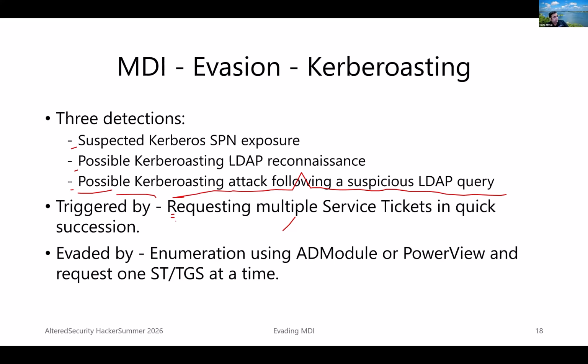How do you avoid this? Enumerate using the AD module, that is ADWS, or PowerView that uses LDAP. Find your target and then request one service ticket, or TGS ticket, at a time. Works like a charm. Rarely would you have a detection. Just be a bit patient. Just do not try to be domain admin before lunch.